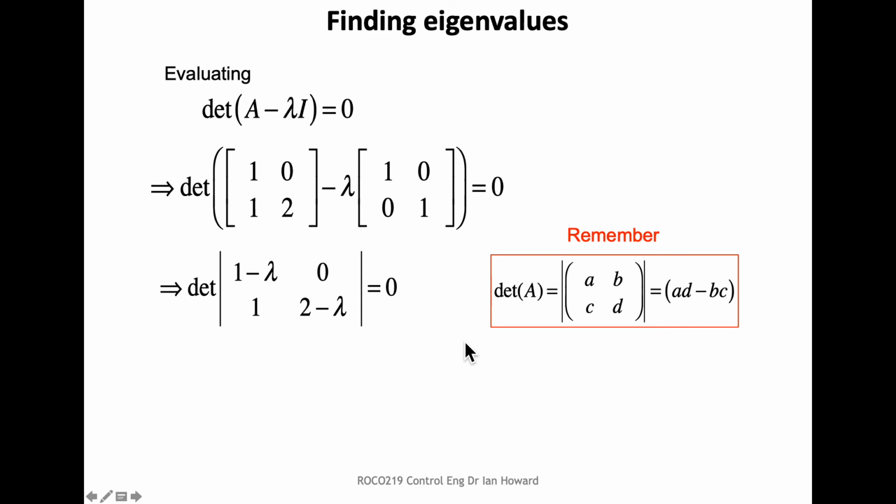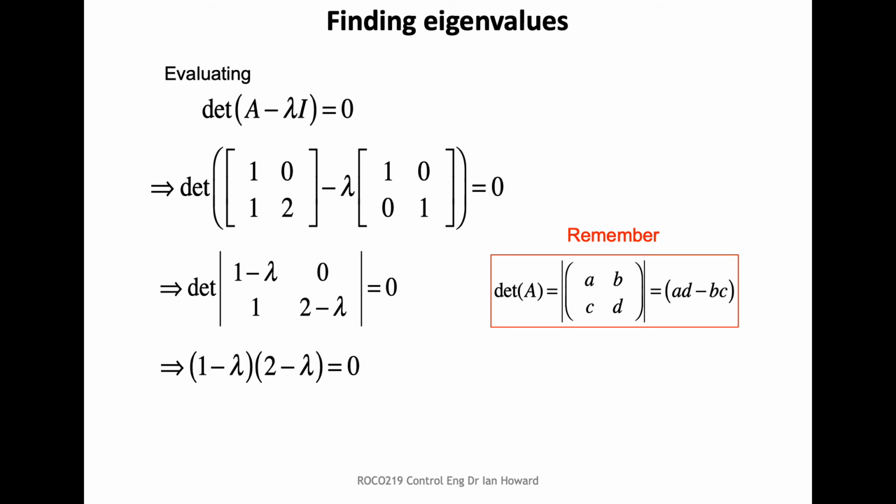And then you'll hopefully remember the determinant of a 2 by 2 matrix, if its elements are A, B, C, D, is going to be AD minus BC. So it's 1 minus lambda times 2 minus lambda, take away 1 times 0. So we've just got the 1 minus lambda, 2 minus lambda.